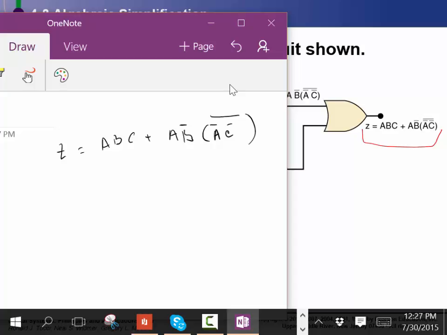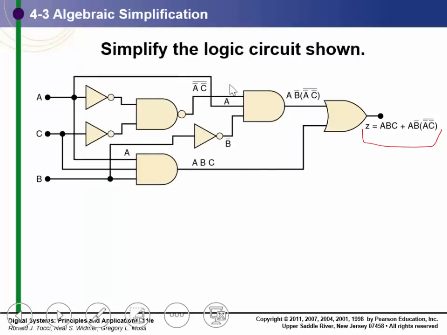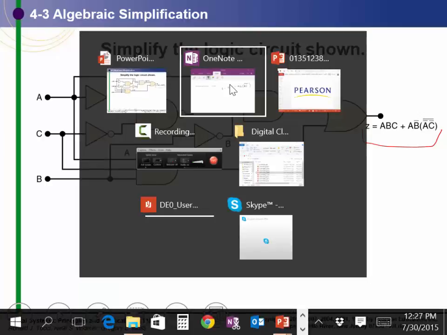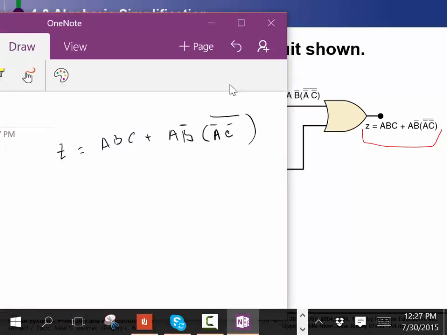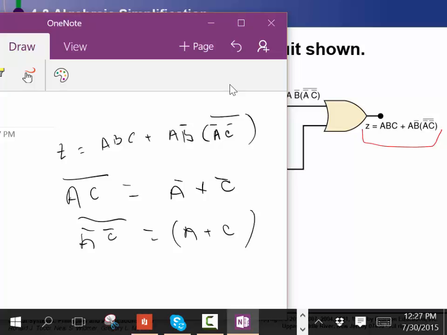Now the first thing we would do is apply De Morgan's theorem on this right here. And De Morgan's theorem, if you remember, said that the complement of A naught C naught is equal to A plus C. Everyone remembered that? Be honest, nobody remembered that, right? So A naught C naught, naughted, is equal to A plus C right there.